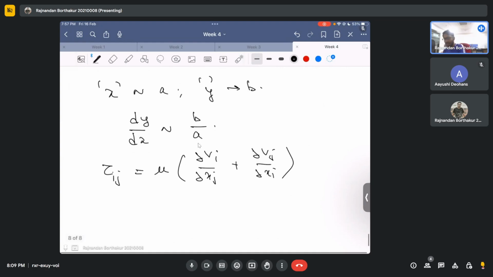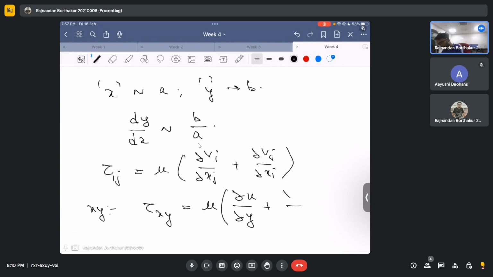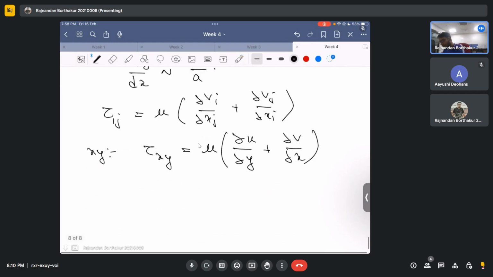And if you are not familiar with the index notation, let's say we write this in the xy coordinate system, then we just end up getting tau xy as mu times del u by del y plus del v by del x, where i is x so it becomes u, the x direction velocity, and j is y. This is just the special case, and this is the general case in index form. Now let's see how our viscous stresses scale.